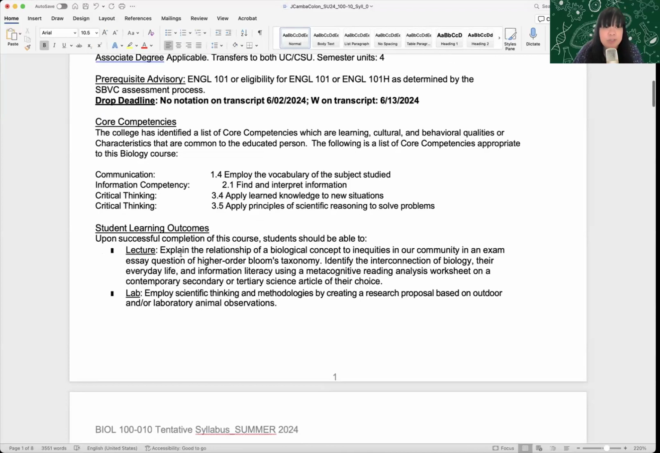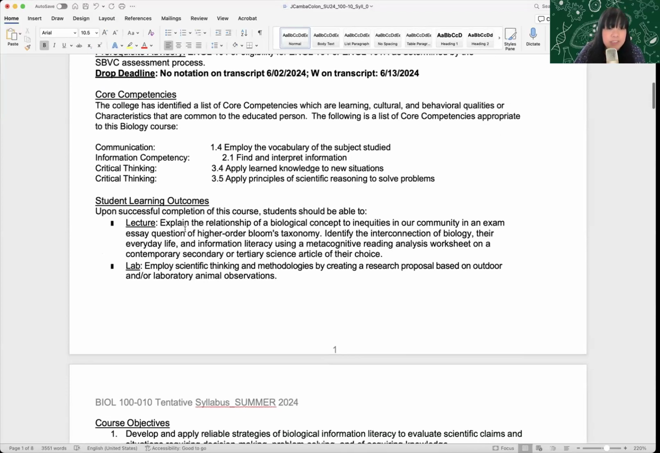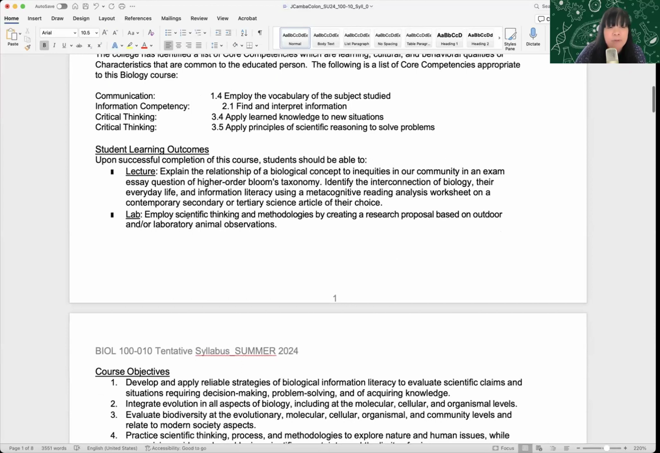These are SLOs, or student learning outcomes. For lecture, we want you to explain the relationship of a biological concept to inequities in our community in an exam essay question of higher order Bloom's taxonomy. Identify the interconnection of biology, their everyday life, and information literacy using a metacognitive reading analysis worksheet. So you're gonna be doing this, and then for lab, employ scientific thinking and methodologies by creating a research proposal based on outdoor and/or lab animal observations.